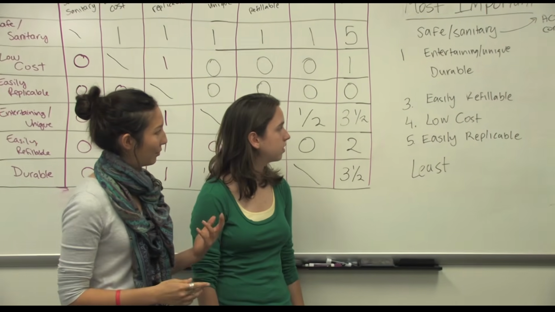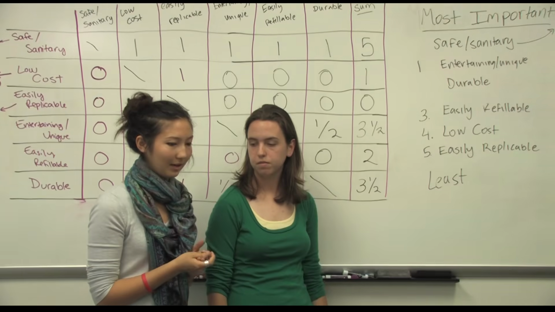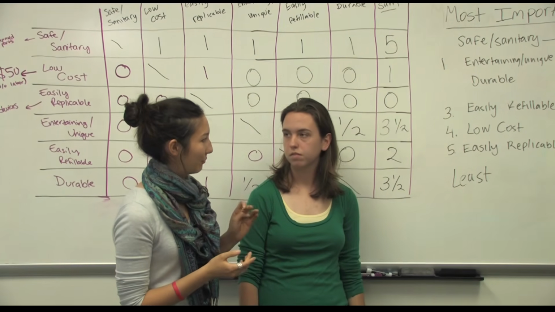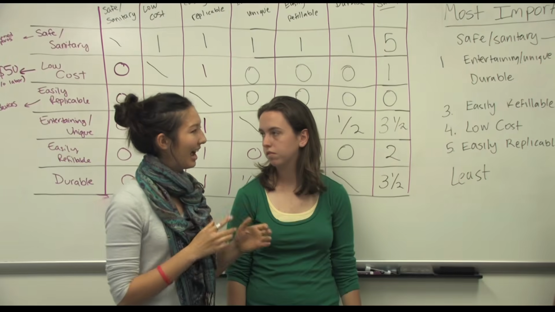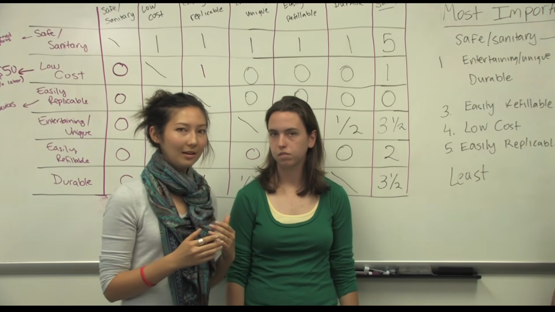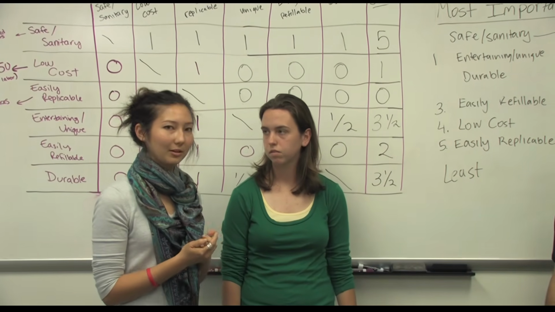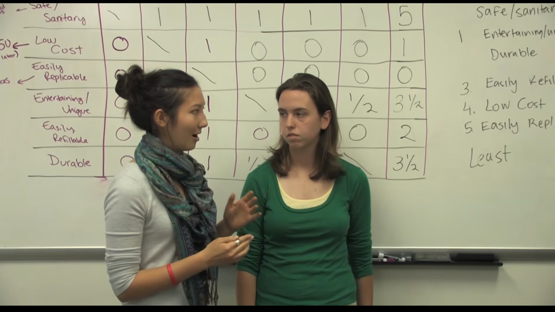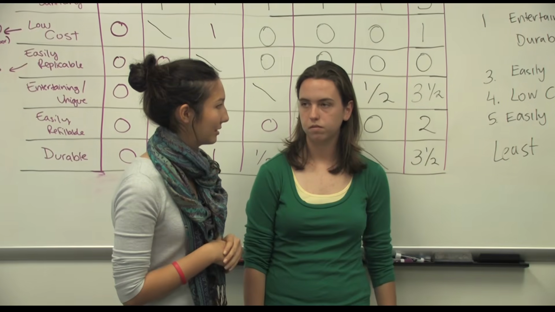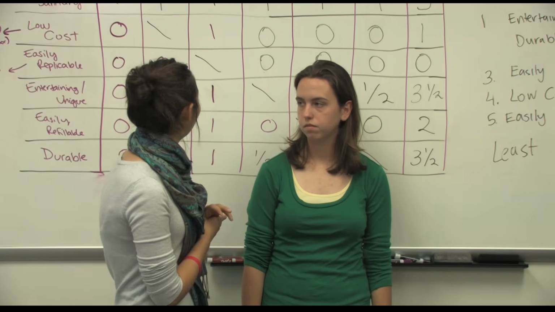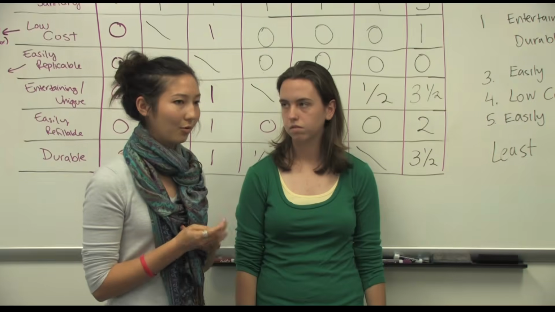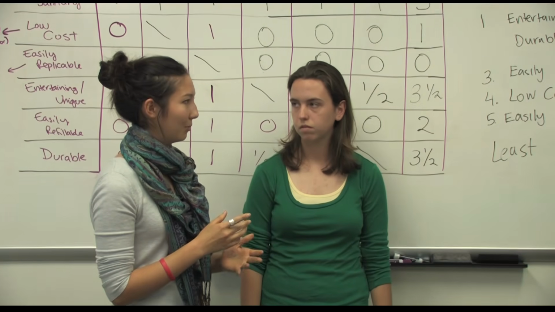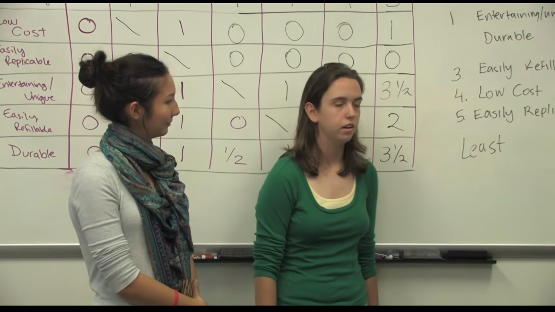So then the next most important we found was easily refillable. Easily refillable is right above low cost, and the two of them tie into each other, because if it is easily refillable, it'll save the employees time, which in the long run will help out with cost. And then low cost, we said that's the criteria of $50. While it's still important, we found that easily refillable would be more important.